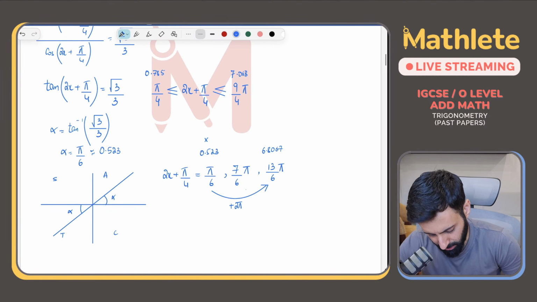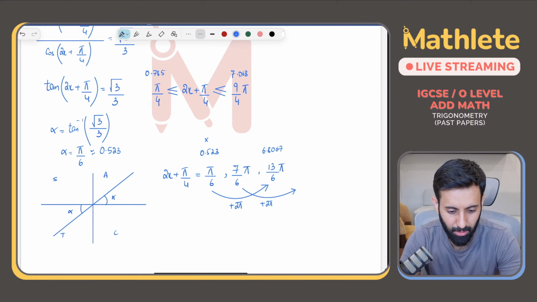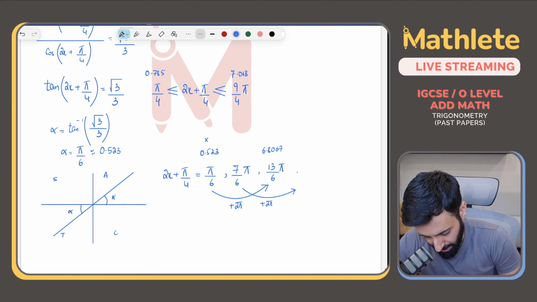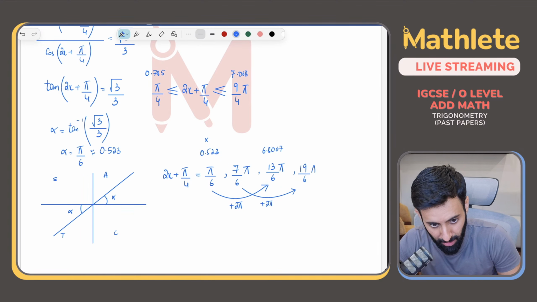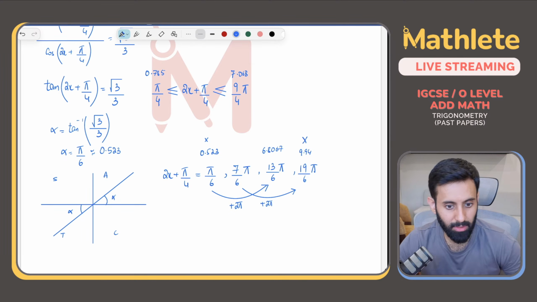Now, is it a good idea to add 2 pi to 7 upon 6 pi? It's not a good idea, but it's not a bad idea either. So let's do it. Let's add 2 pi to 7 upon 6 pi. As a result, we get 19 upon 6 pi, the decimal value of which is 9.94. Now, should we consider it? No.